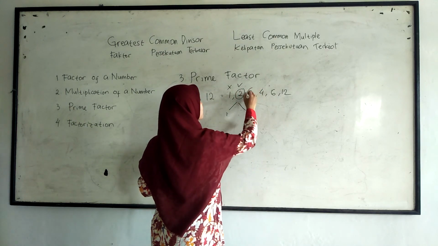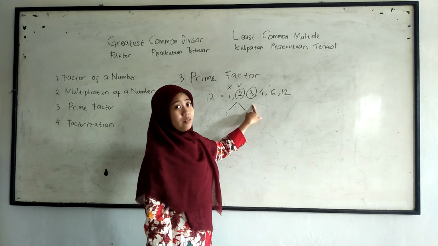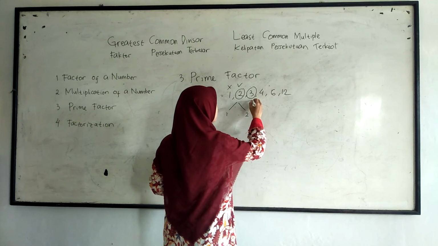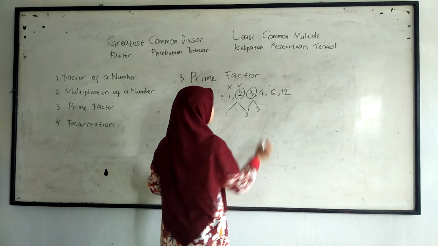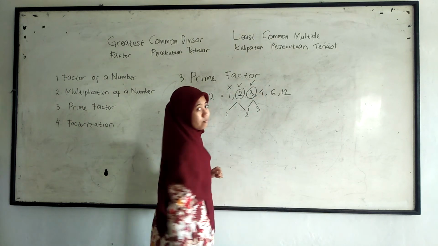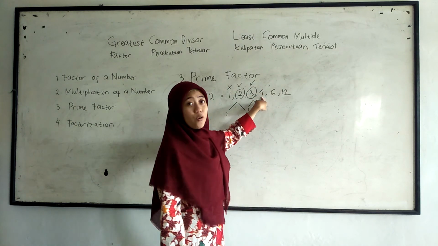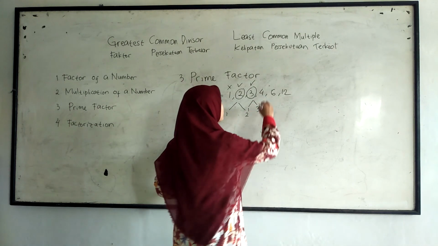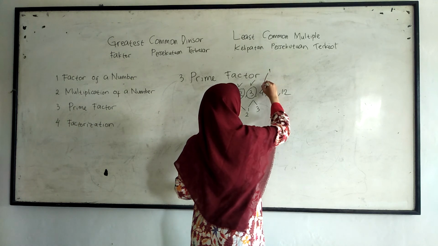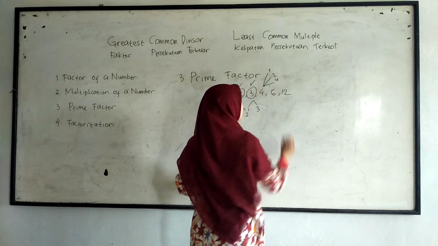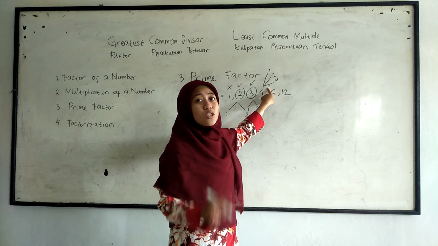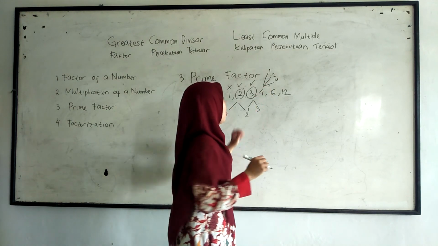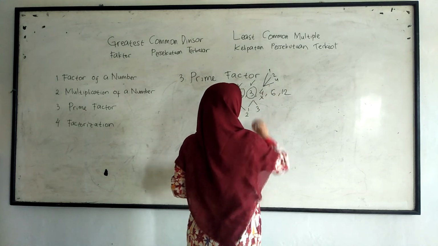Okay, let's go to number 3. Is 3 a prime factor? Yes, because 3 can only be divided by 1 and 3. So 3 is a prime factor. Okay, let's go to the number 4. Is 4 a prime number? No, because it can be divided by 1, 2, and 4. So it has more than 2 factors. Okay, so we can eliminate 4.